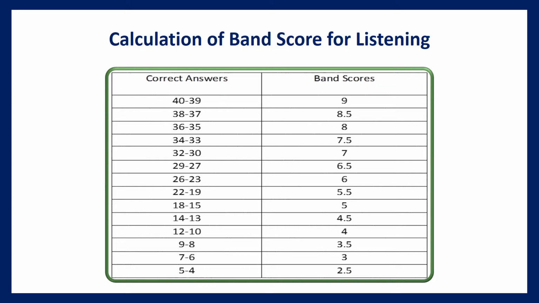Now, let us look at how the calculation of band score is done for the listening test. If you want to score a full band, that is 9 bands, then you need 39 or 40 correct answers. If you want to score an 8.5 band, you need 37 to 38 correct answers. If you score between 33 to 34 questions correctly, then you score a 7.5 band, and so on and so forth till the last score, which is 2.5 bands, which you get if you answer only 4 or 5 questions correctly.